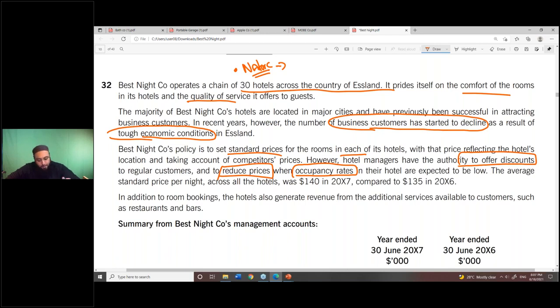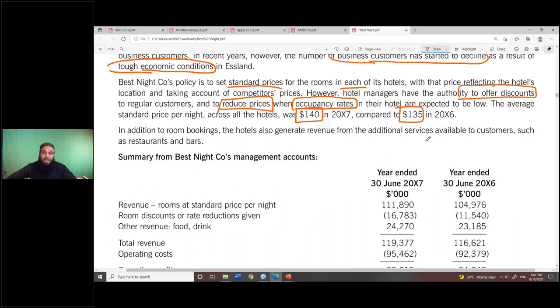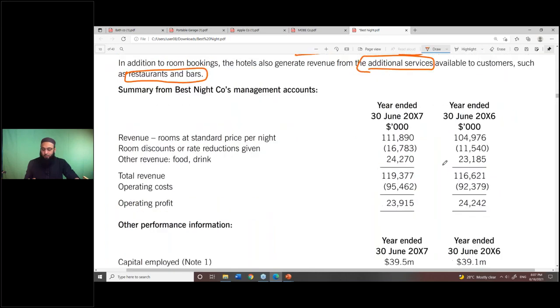The average standard price per night across all the hotels was $140 in 20X7 and $135 in 20X6, which means that they have raised the standard prices, okay? In addition to the room bookings, the hotels also generate revenue from additional services available to customers, such as the restaurants and the bars. Now, you have to look at the information very carefully because you need to decide the ratios. And you have 5 minutes to read the question, so in those 5 minutes, just read each and everything very thoroughly.